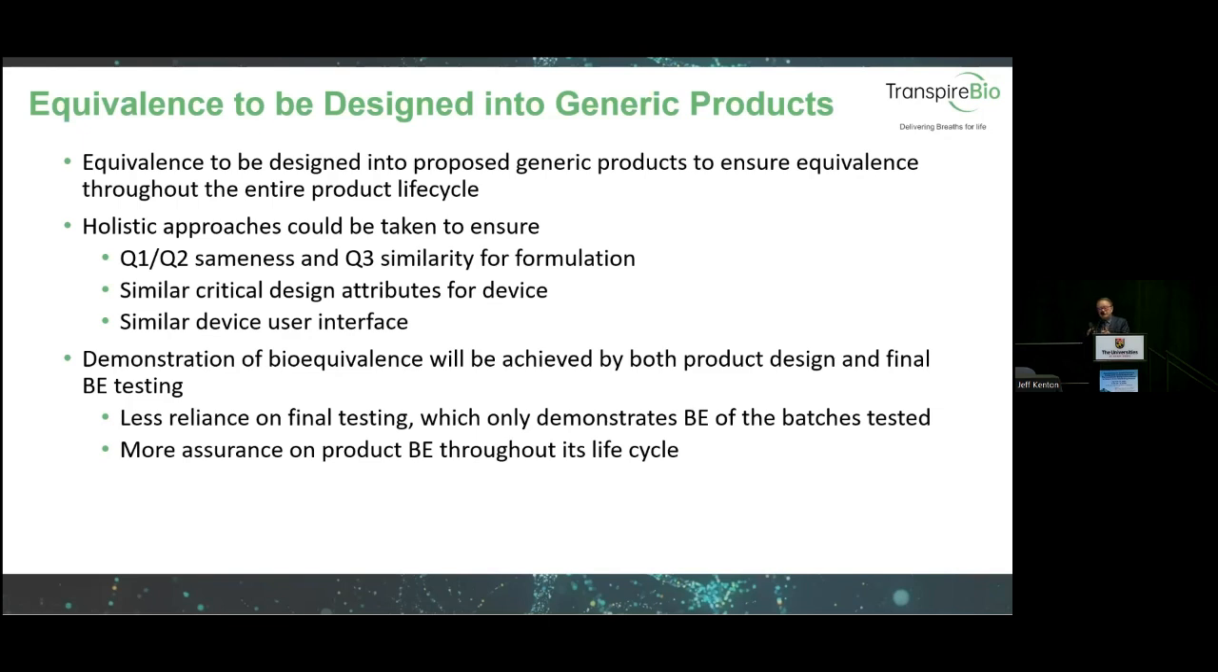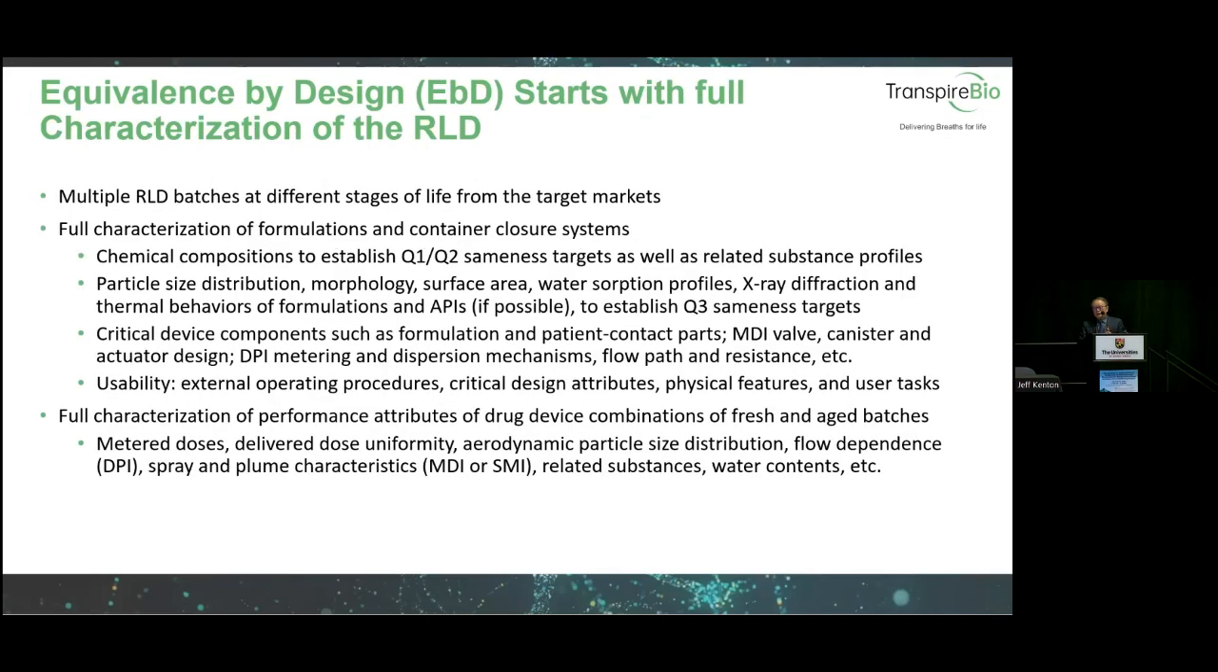So this kind of approach will be less reliant on final testing, which only demonstrates BE of the 3 batches tested. But with the equivalence designed into the product, we can assure that the products are bioequivalent throughout their entire life cycle. So because of that, I was thinking, can we still take a weight of evidence approach? The current weight of evidence approach focuses on the clinical endpoint study, which we know is not sensitive enough to differentiate different products. Instead of doing that, can we take a weight of evidence approach focusing on the design and development of the product? So how do we do that?